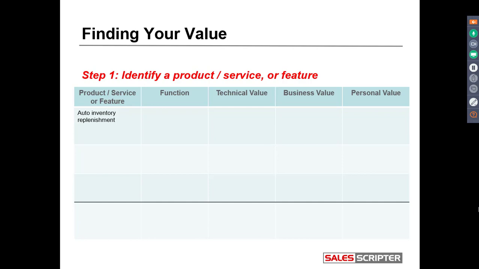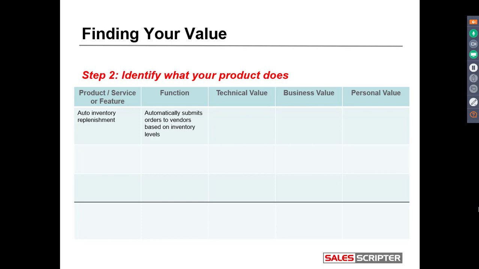But through this demonstration, I'm going to use an inventory management software product. It's just a fictional product that I thought of, so hopefully you can follow along. So product or feature one is auto inventory replenishment, and step two is to think about what that product or feature does. The function of auto inventory replenishment is that it automatically submits orders to vendors based on inventory levels.